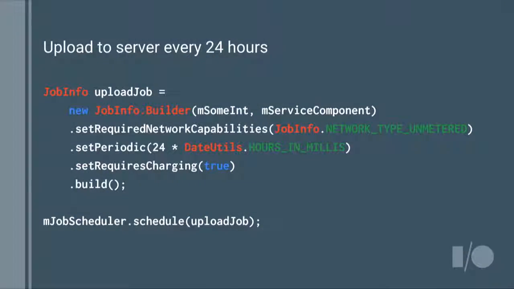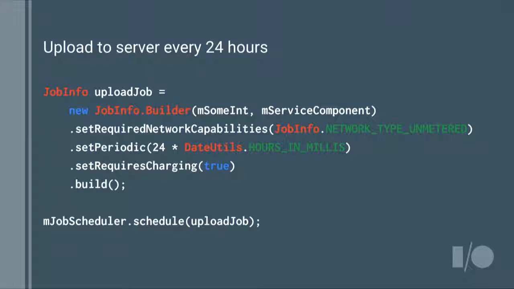I'm showing you a job info object. Let's create an object using a builder. We can specify a required network capability to be that of network type unmetered. Now, what that typically translates to is a network that doesn't cost the user money. And most Wi-Fi networks fall into that category. So in a way, you're specifying the Wi-Fi connectivity here.